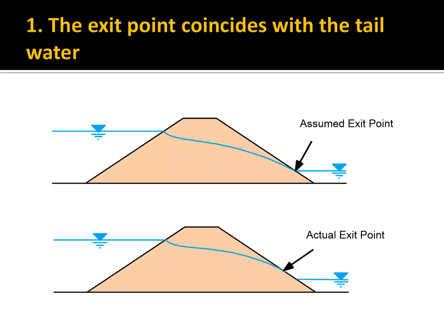So this is what I was talking about with assumption number one. The bottom represents the actual exit point. So this is a dam or a levee, and we have the free surface through the dam or levee, and then this is our tailwater, and it actually exits somewhere back here, and then the water runs down the back. We are going to assume it exits right at that tailwater, and that it's fairly close to reality, but it is a simplifying assumption.